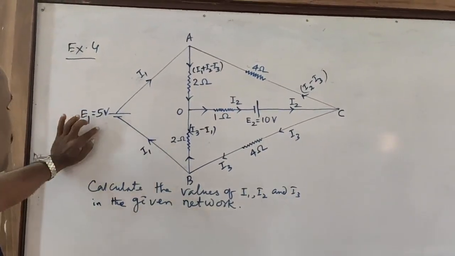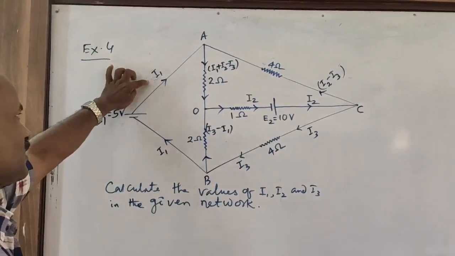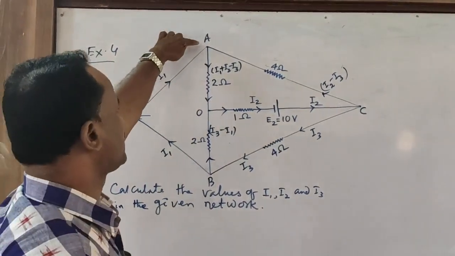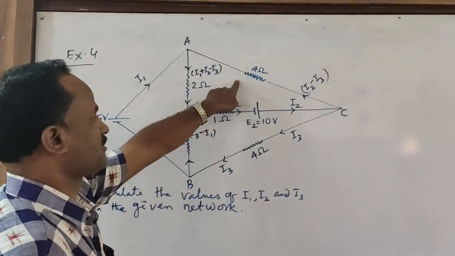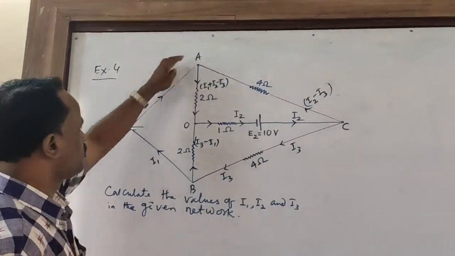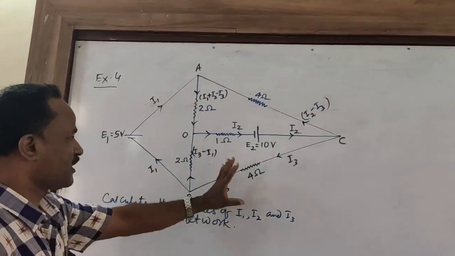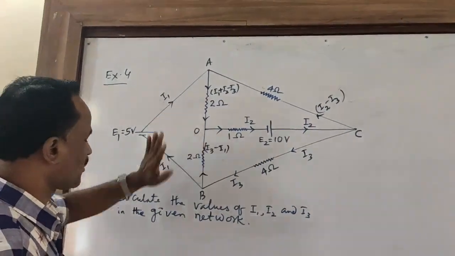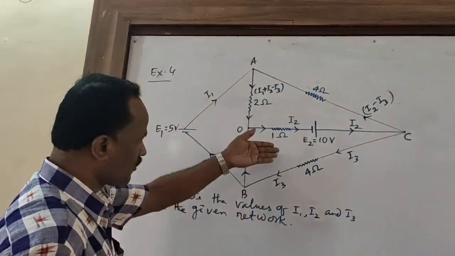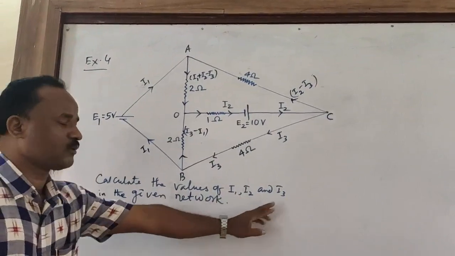Suppose from the first cell of EMF 5 volt, current I1 is drawn. That current reaches the point A, where two routes are there. You may divide the current in these two branches, but as the question is already given, I don't want to change the convention or distribution of current. According to that distribution, you have to find the values of I1, I2, I3.